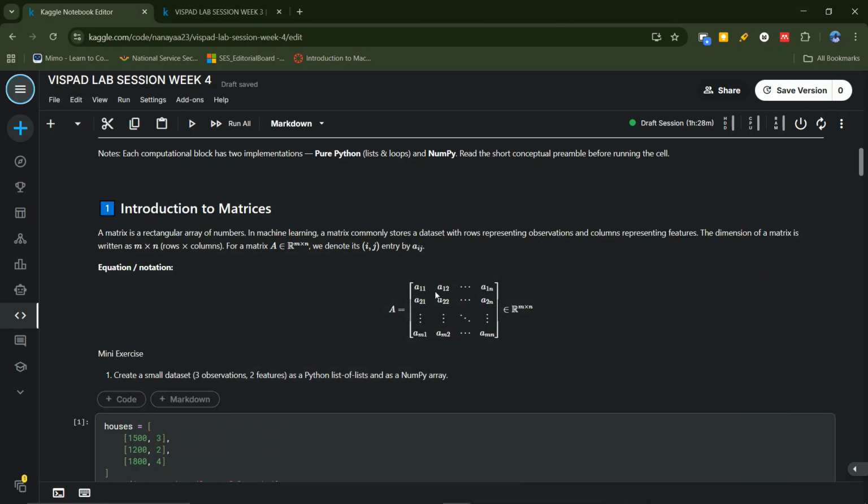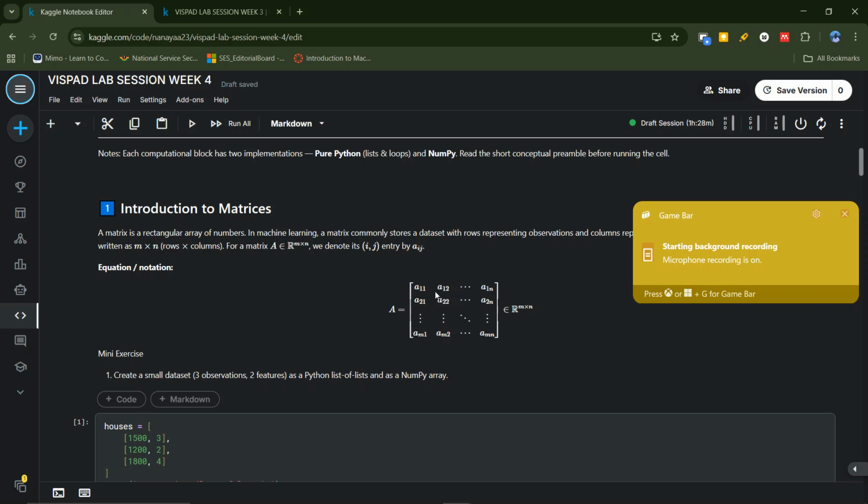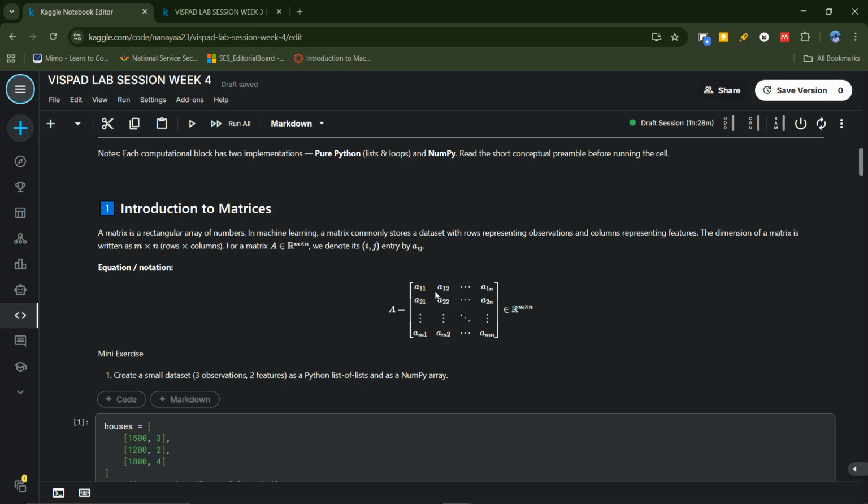So usually when you have a data set, we are saying that its arrangement is in the form of a matrix, in the sense that each row of the data set represents an observation, and each column represents a feature. These are terms that are mostly used in the field of machine learning. And the dimension of a matrix can be written as m times n, where m refers to the number of rows and n refers to the number of columns.